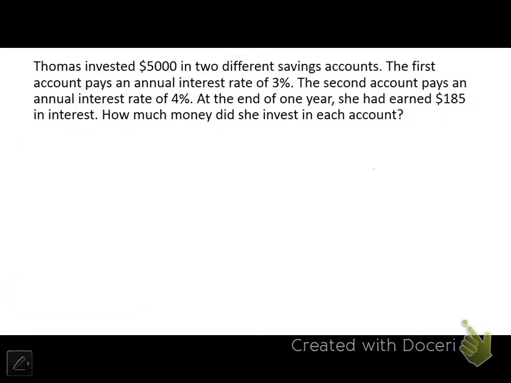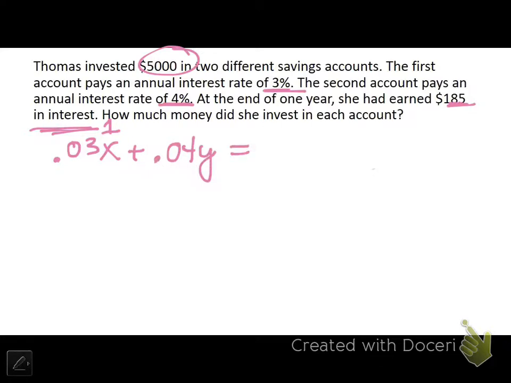Okay, Thomas invested $5,000 in two different accounts. The first account pays an annual interest rate of 3%. The second account pays an annual interest rate of 4%. So we got 3%, 4%. And they earned $185 in interest. So this one, we're going to put the three things that we see that are the same together. So we're going to put our interest with our interest. So we're going to do 0.03, because remember, percentage, 3% is 0.03 times x, that's going to be our first account, plus 0.04y for our second account, and they earned a total of $185 in interest. So we're going to equal $185.